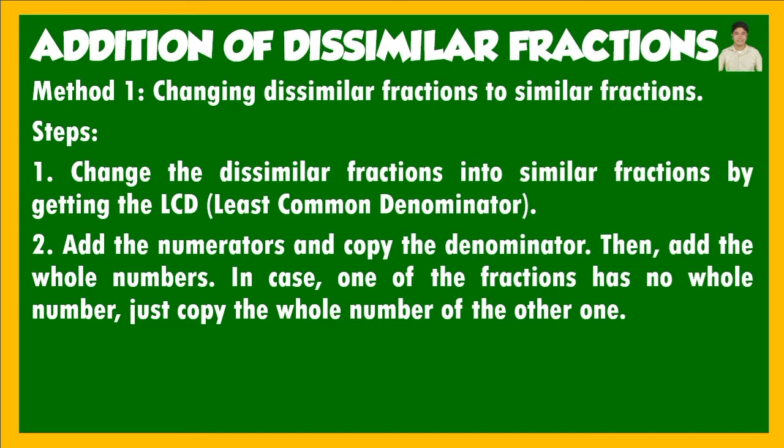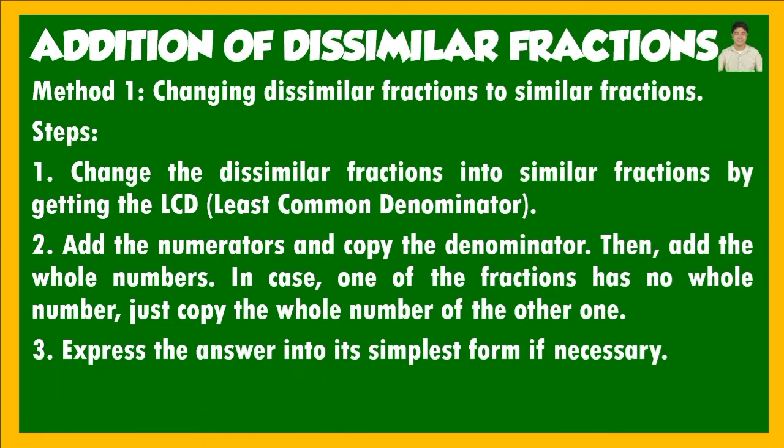And then kapag meron tayong given na isa na walang whole number, so ikakopy lang po natin yung whole number nung isa. Kagaya ng ginawa natin sa previous example. And then always express the answer into its simplest form if necessary. So yan lagi ang final step natin. Kailangan sinisimplify natin yung sagot o yung tinatawag nating lowest term kapag kinakailangan.